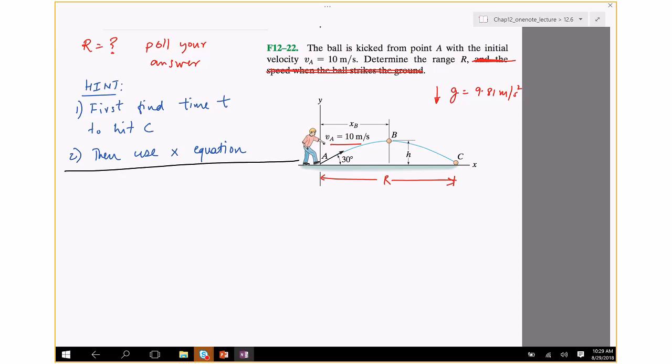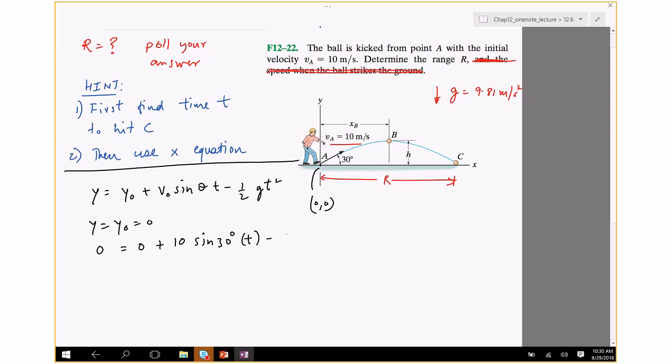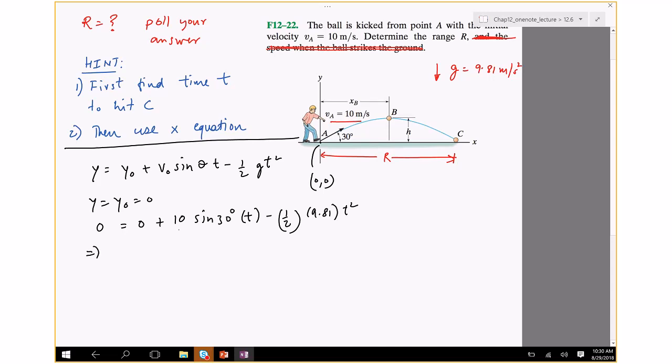Okay. We use the fact that we know the y coordinate of point C. It's basically the same as that of A. So I'm going to write the equation for the y coordinate. Y equals y0 plus v0 sine theta t minus half g t squared. Y equals y0 equals 0. This is my origin, 0 comma 0. So I can write 0 equals 0 plus the velocity is 10 sine 30 degrees times t minus half 9.81 t squared. Sine 30 is half, so 0 equals 5t minus 4.9 t squared.